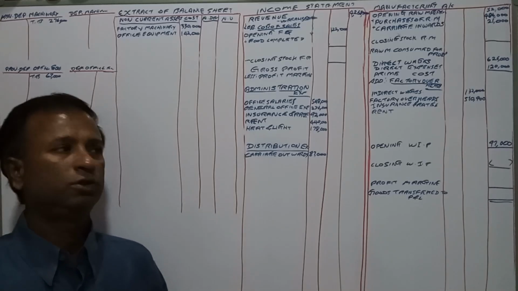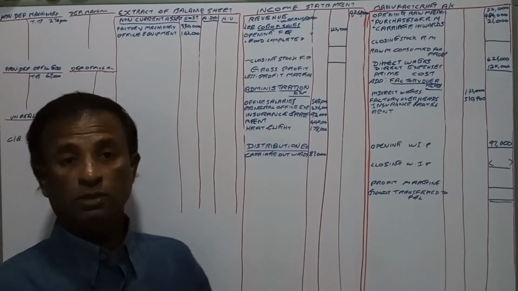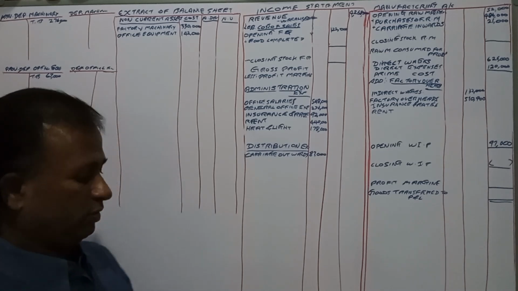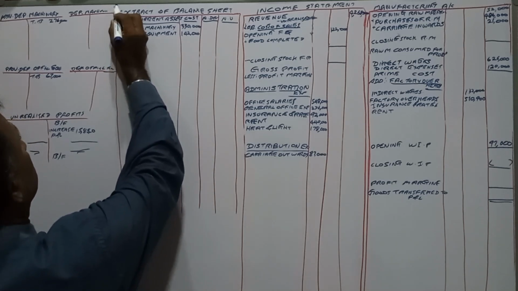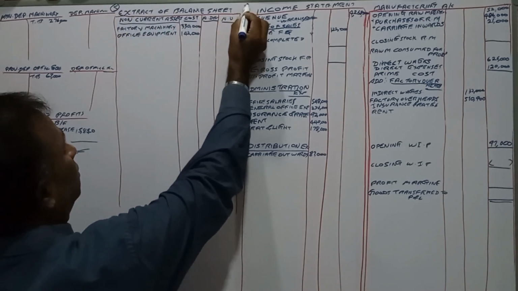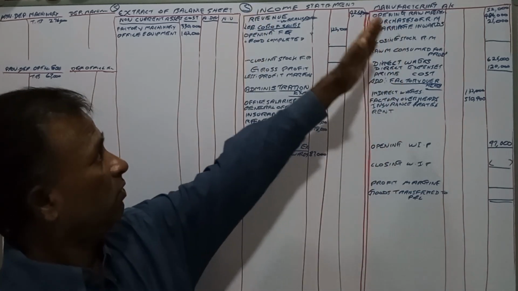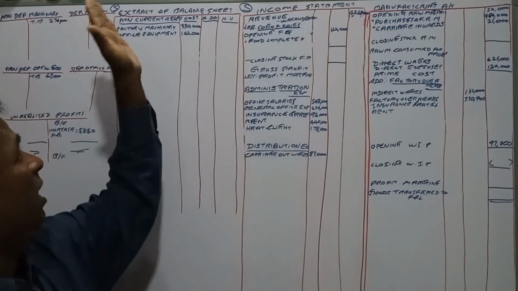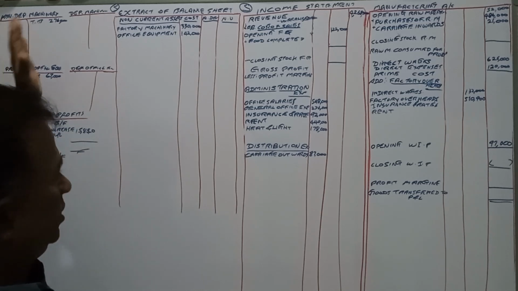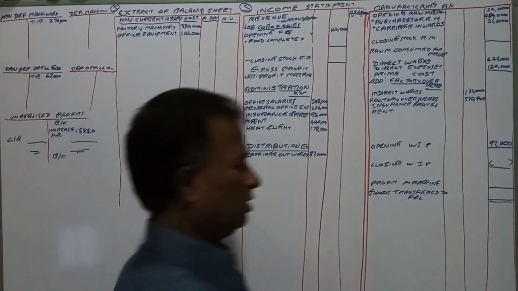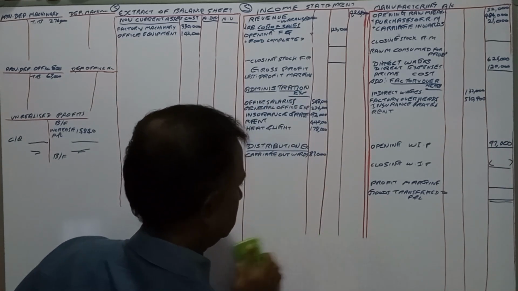Good morning to you. Today we are going to discuss question number 5, where they wanted us to prepare the manufacturing account, income statement, and extract of balance sheet and T accounts. I have prepared them here. Here we can make a space for workings. Okay, the space is enough.